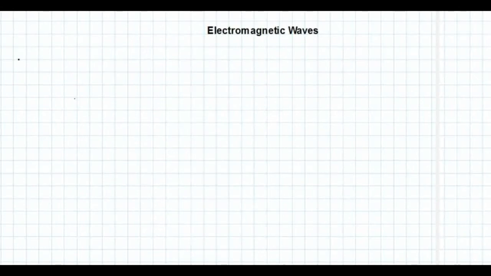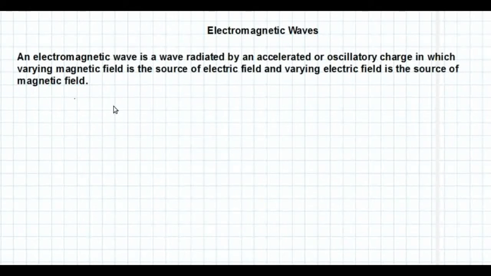Now, electromagnetic waves. An electromagnetic wave is a wave radiated by an accelerated or oscillatory charge, in which a varying magnetic field is the source of electric field and a varying electric field is the source of magnetic field. So this is how an electromagnetic wave is produced. How? By an accelerated or oscillatory charge.